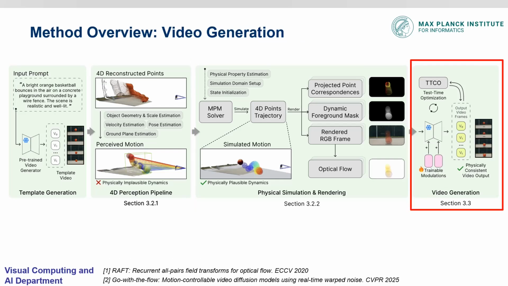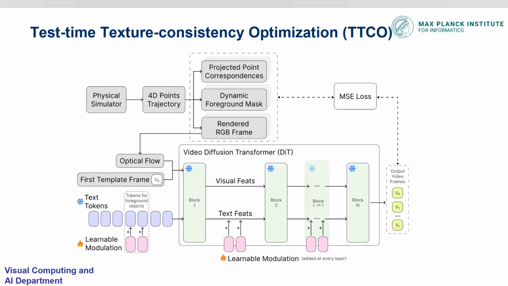In the final generation stage, these rendered signals are injected into the video diffusion process to produce videos that better follow real-world physics. In addition, to improve the consistency of object appearance during motion, we introduce a test time optimization step called TTCO. The idea of TTCO is to use simulator-derived pixel correspondences to preserve the appearance of the object across frames. This provides an additional signal that helps maintain texture consistency, especially under large movements and rotations.